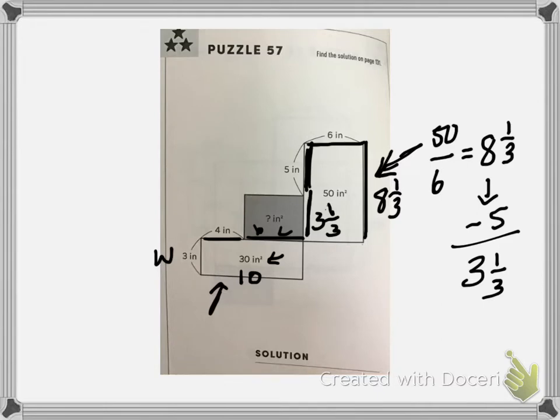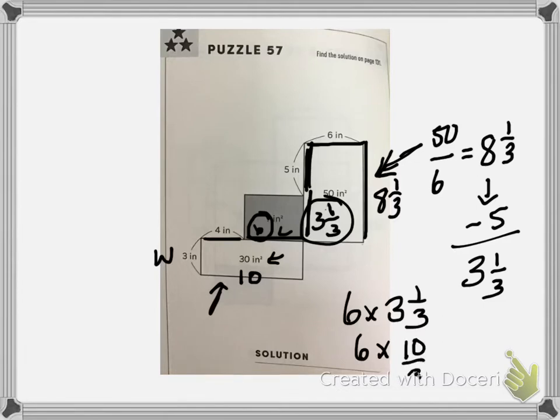And the last step would be to multiply the length of 6 times the width of 3 and 1/3. So you have 6 times 3 and 1/3. So that's really 6 times 10 over 3. And I'm going to cross reduce here, which gives us an area of 20.